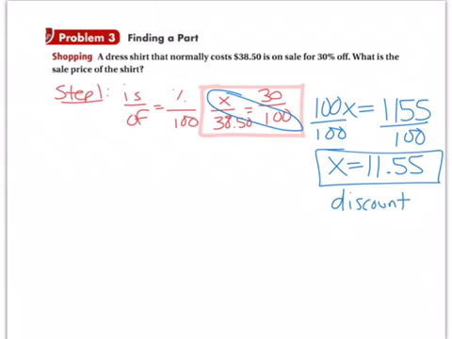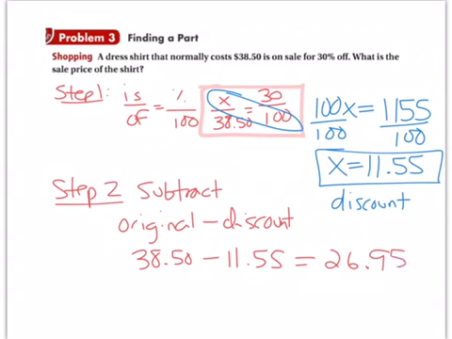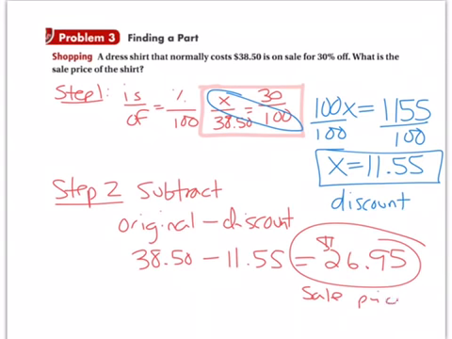So my step 2 is now I've got to subtract. And what I'm going to do is take the original cost of the item, in this case a dress shirt, minus the discount. So the original was $38.50, and I'm going to subtract $11.55. So 38.5 minus 11.55, and it comes out to be $26.95. That's going to be my sale price.